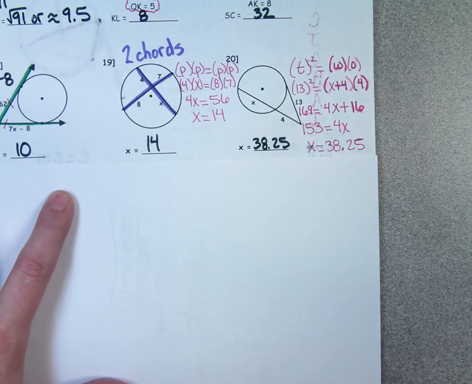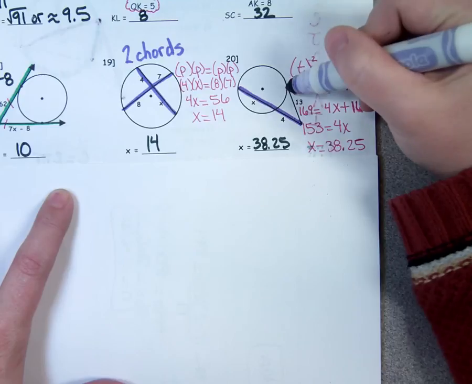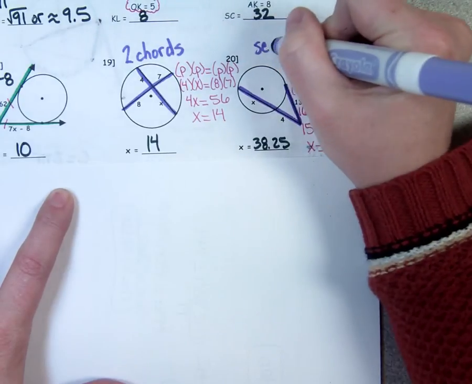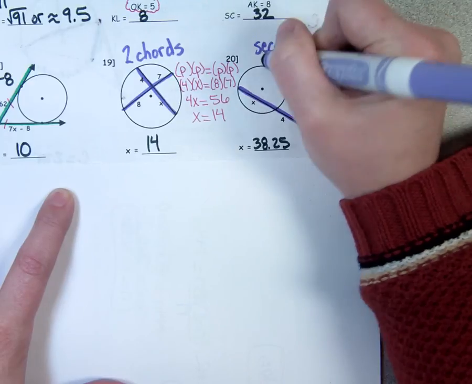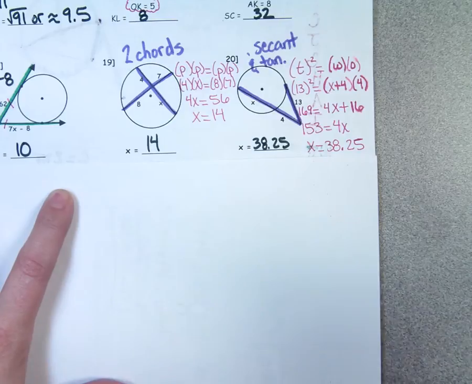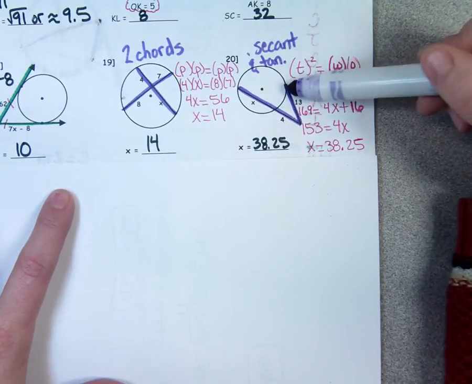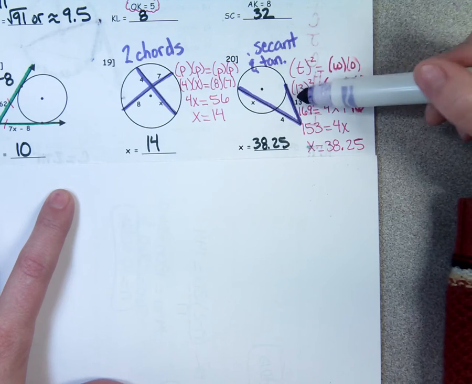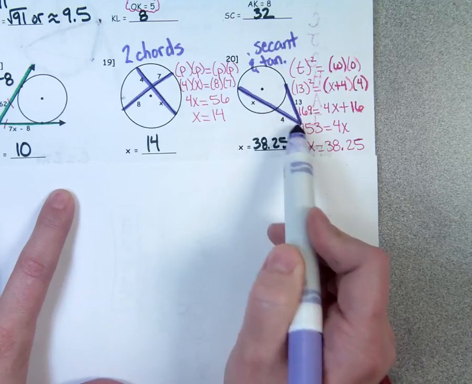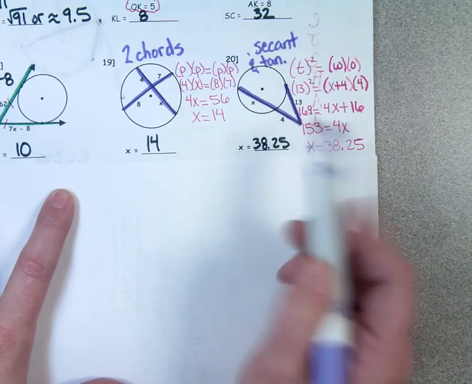Okay, this next one is the formula for a secant, because it cuts all the way through the circle, and a tangent, because it just touches the circle once. So this is a secant and a tangent. So when you have a secant and a tangent, we use the formula tangent squared equals whole times outside. So the tangent is 13, so 13 squared equals this whole length of the secant, which is x plus 4, times the outside piece, which is 4.